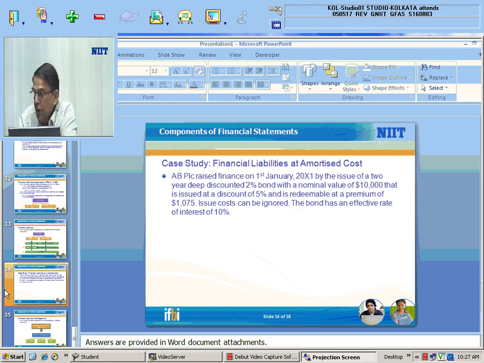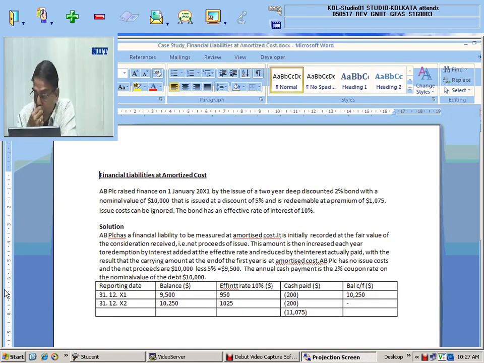Yes, Faisal Sheikh. What is the problem? What's not clear to you? I try to understand. See, the bond is for 10,000. Nominal value is 10,000. It has been issued at a discount of 5%. So what is 5% of 10,000? 500.